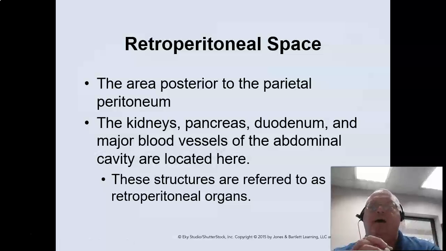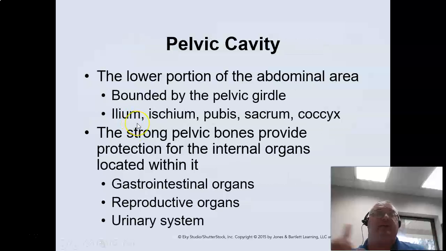And again, some people have an innie, some have an outie, depends on how it worked out when they cut the cord. Retroperitoneal space, it's behind it. Usually that's where your kidneys, pancreas, and some of your small intestine is, as well as the blood vessels that supply those areas. And these structures are referred to as the retroperitoneal organs. Your aorta and vena cava are all retroperitoneal organs.